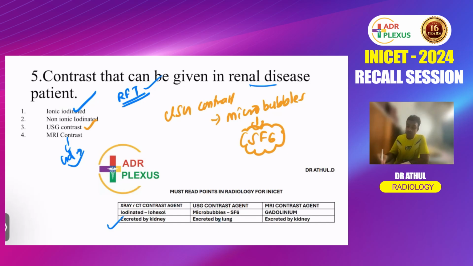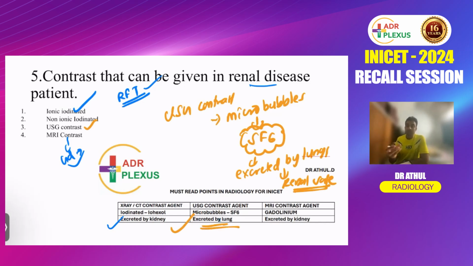And since they are bubbles, they are excreted by lungs. So these are renal safe. If you had gone through the table on the day before the exam, then you would have never made these things wrong. So that is the importance of revision. This is a very, very important point. Contrast agents are very, very important for exams, both NEET and INICET. So you have to understand that microbubbles are used as ultrasound contrast agents, and these microbubbles are excreted through lungs. So they are renal safe. That is the take-home point.